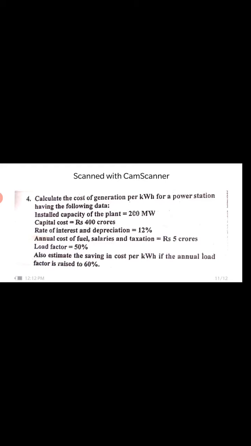Now he has given that the installed capacity is 200 megawatt. The capital cost is 400 crores. Capital cost means the amount of money we have to invest to set up this power plant, the first cost. Then every year you have to pay the interest and depreciation at the rate of 12%. This is fixed cost, because we have already borrowed 400 crores to set up this plant. And then the annual cost of fuel, salaries and taxation is a variable cost because it will vary.